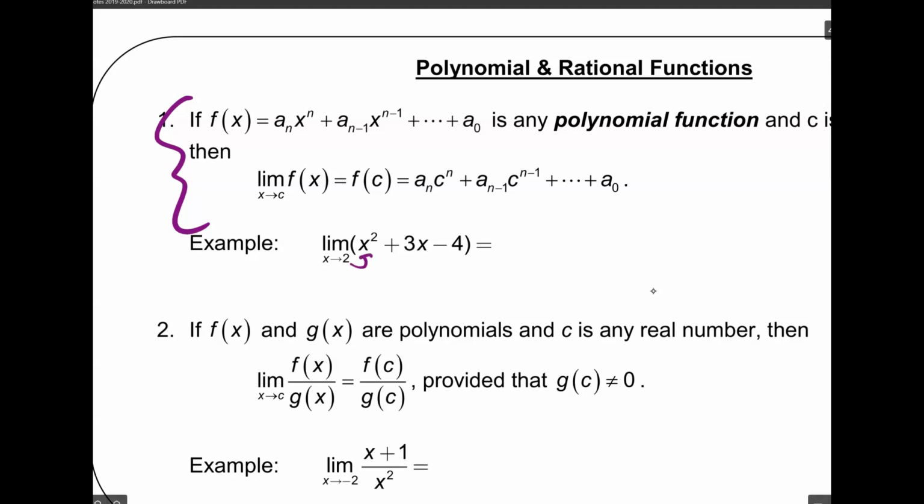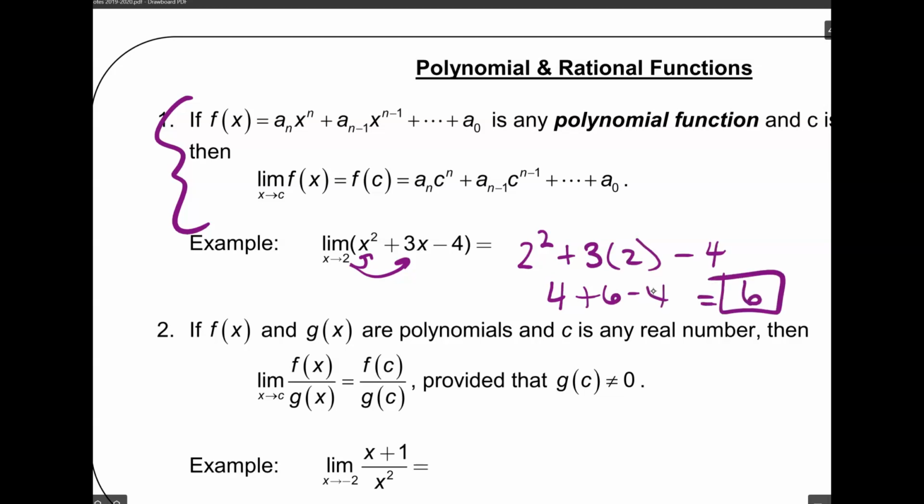So just plug it in. I have 2 squared plus 3 times 2 minus 4. 4 plus 6 minus 4 is 6. All this is saying is, if you want to take the limit of a polynomial, the limit will be the same thing as the function value. Find the function value. Done.